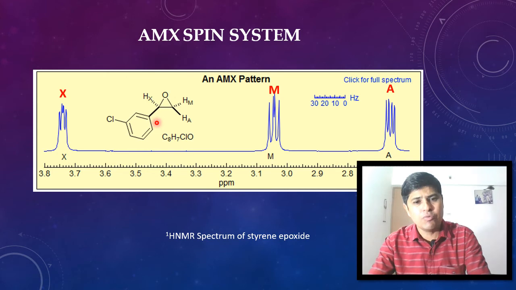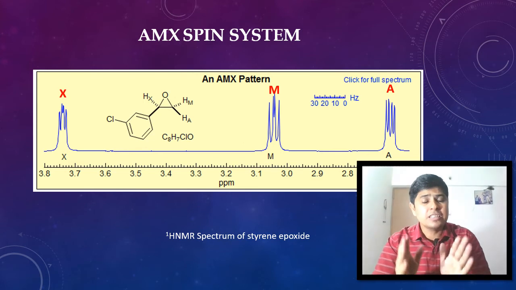So A will give a doublet of doublet, as it has two different coupling partners. Similarly, M also has two different coupling partners, proton A and proton X, so M will also give a doublet of doublet. And proton HX also has two different coupling partners, proton HA and proton HM, so HX will also give a doublet of doublet. Now these three doublets are widely separated from each other. Hence we have to call this spin system an AMX spin system.